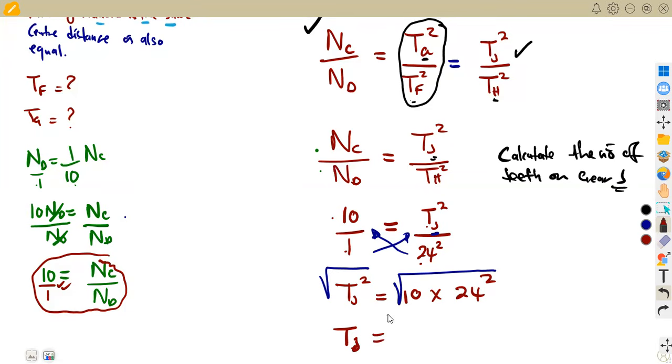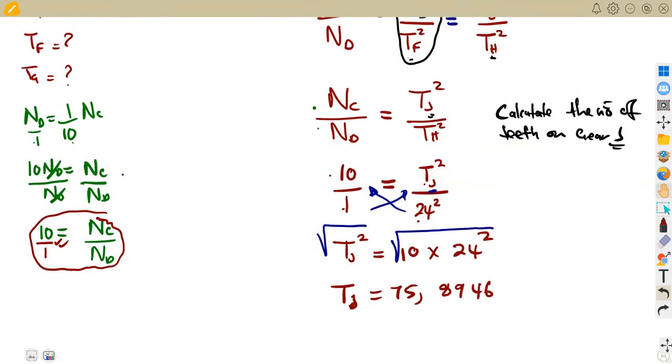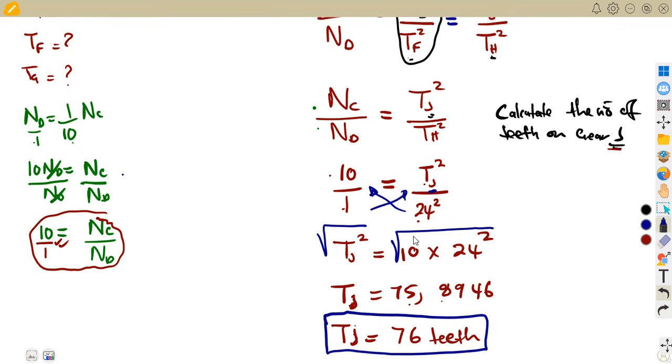So that was the whole idea of our question, which is going to be something like 75.8946 and so on. We are considering the number of teeth, so we are going to approximate this to the nearest whole number. So therefore, to the nearest whole number, the number of teeth on gear J is going to be 75 teeth. We have the number of teeth on gear J.